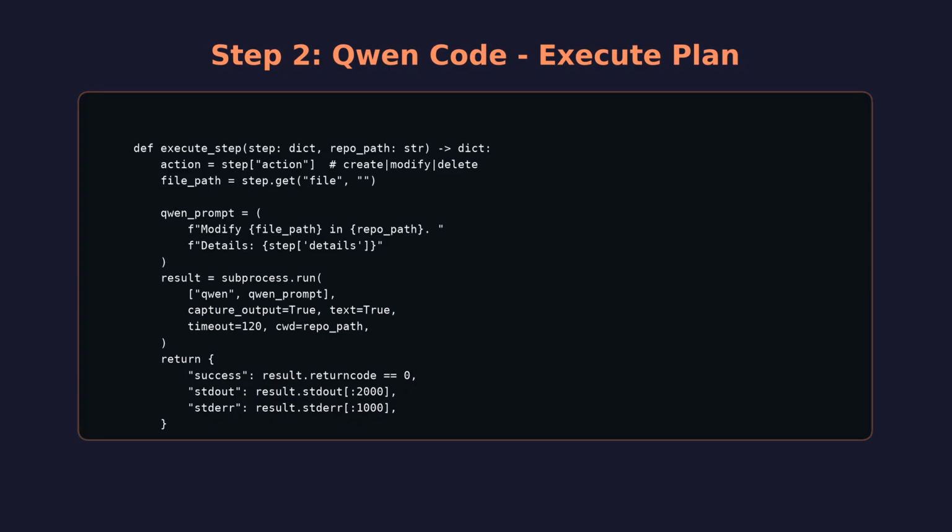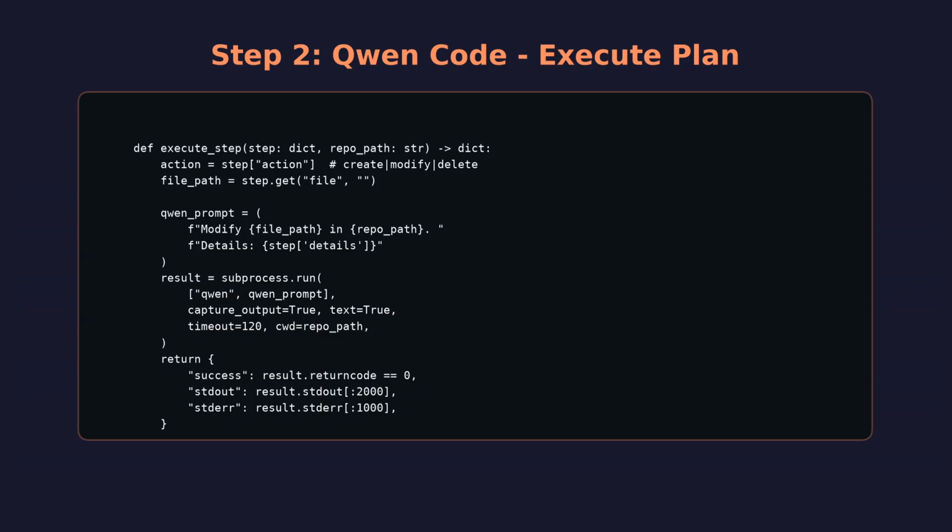Next, the execute step function. Based on the action type, we build a prompt for Qwen Code. For modify file, we tell it to read the current file first, then apply changes. For create file, we ask for a complete implementation. We run Qwen Code as a subprocess, qwen followed by the prompt string. The timeout is set to 120 seconds per step, which is generous for most operations. Each result captures stdout, stderr, and the exit code.